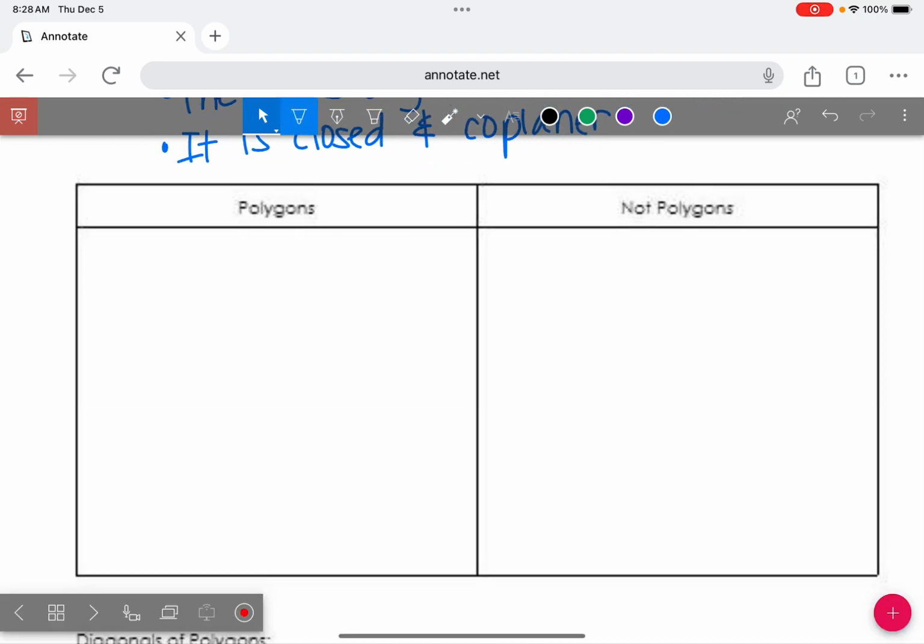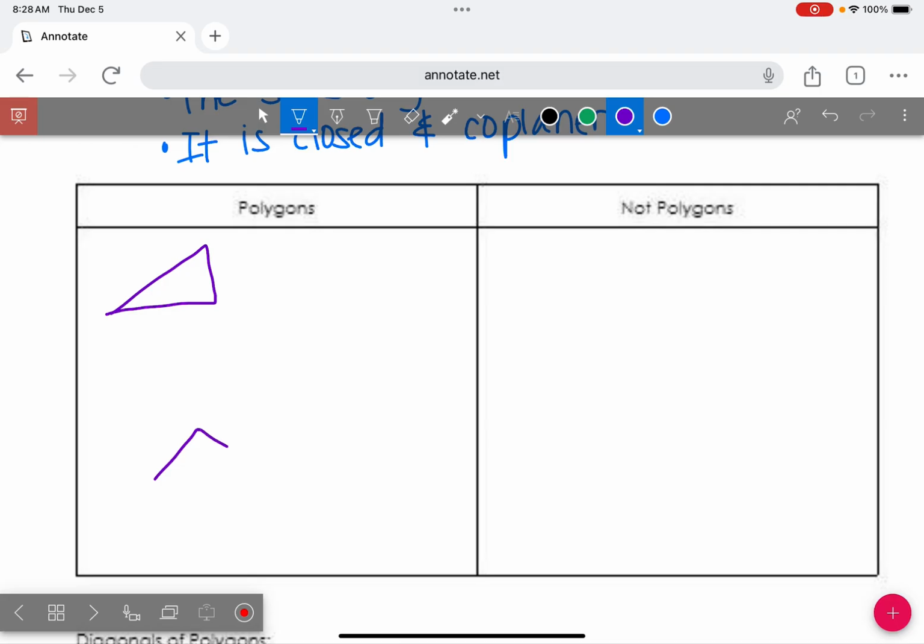All right, let's go through some examples that would be polygons and some that would not be considered polygons. A triangle would be a polygon because it has straight edges and sides. The sides are only touching at vertices. It is closed, meaning that all the sides meet together, and it is coplanar.